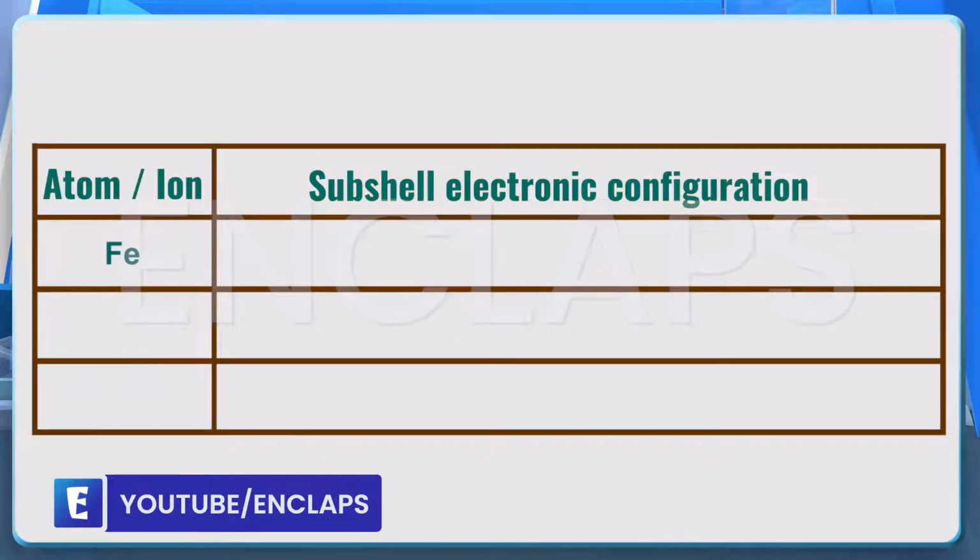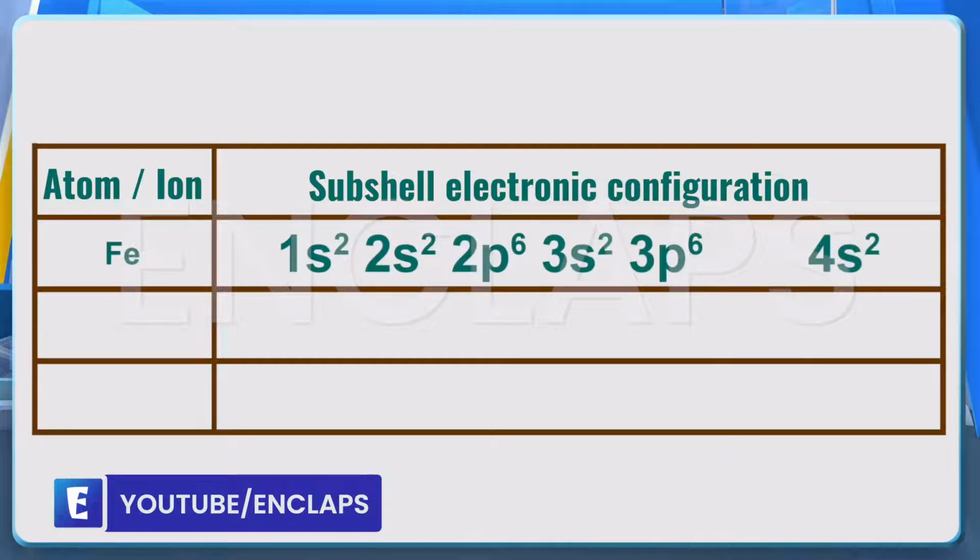First, I am going to write the subshell electronic configuration of iron. The atomic number of iron is 26. So, how can we write the subshell electronic configuration? Yes, 1s2, 2s2, 2p6, 3s2, 3p6, 4s2, 3d6.